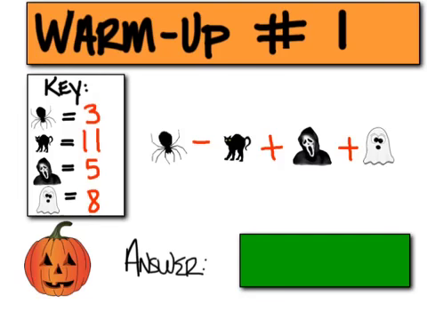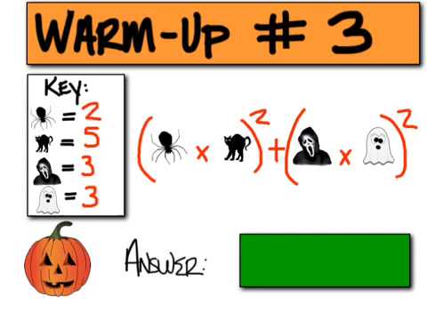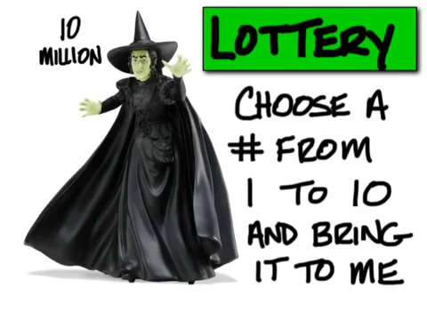Okay, one more problem. Number 1, the answer for this one is 5. Number 2, the answer for this one is 25. Number 3, the answer for this one is 181. Go ahead and bring your number up for the lottery.